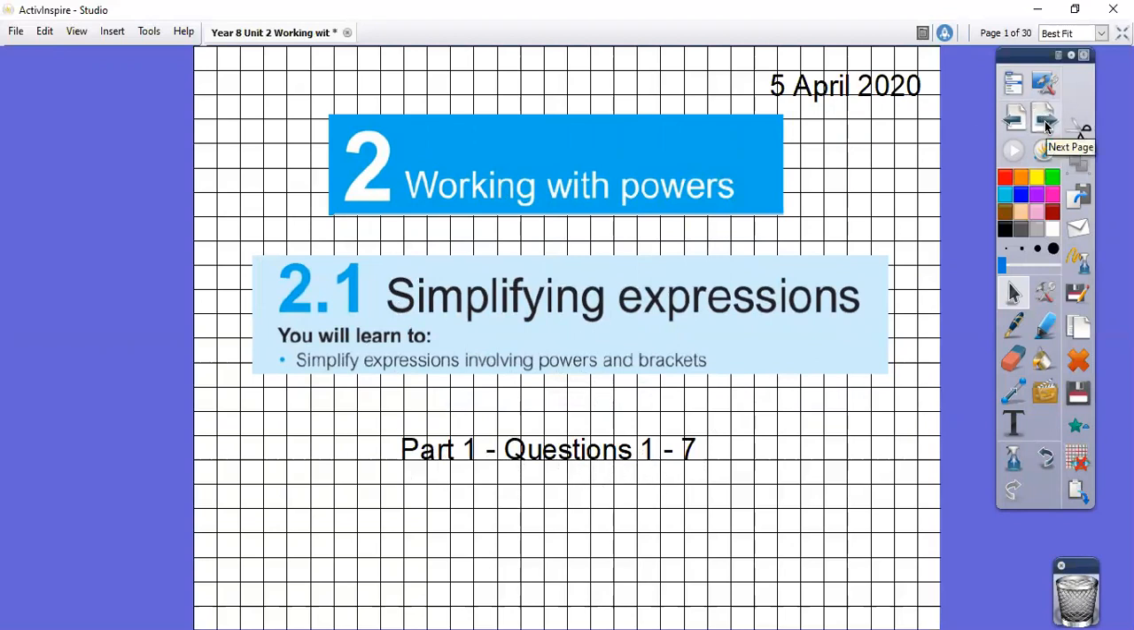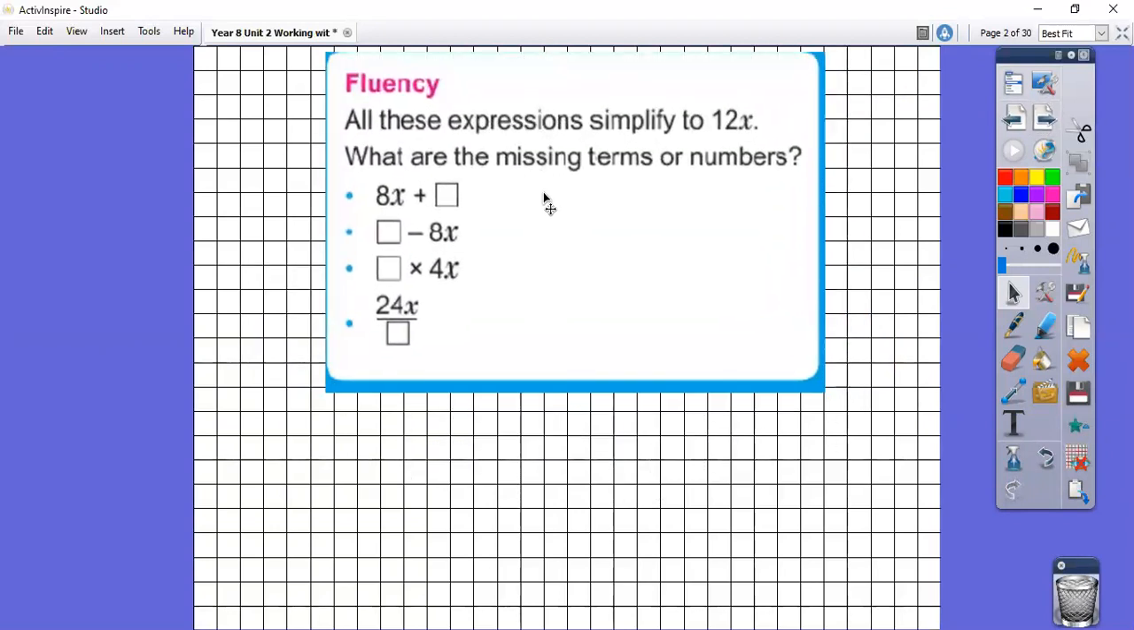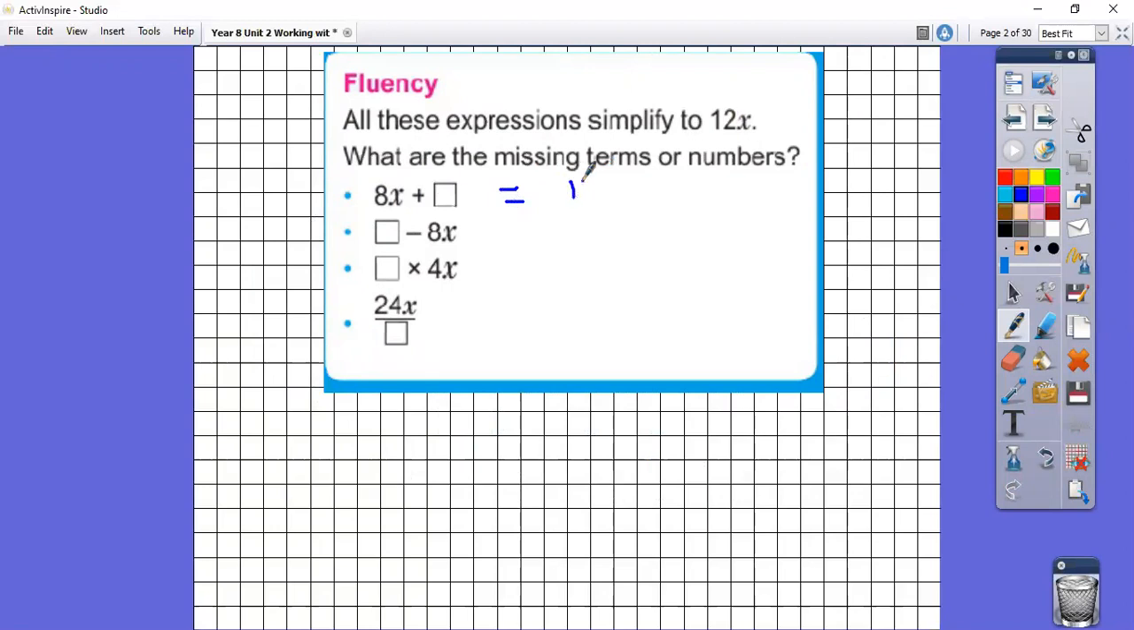So moving on, let's look at the fluency questions. All of these expressions simplify to 12x. What are the missing terms or numbers? So 8x plus what gave us 12x? The answer for the first one would be 4x. 8x plus 4x gives me 12x.